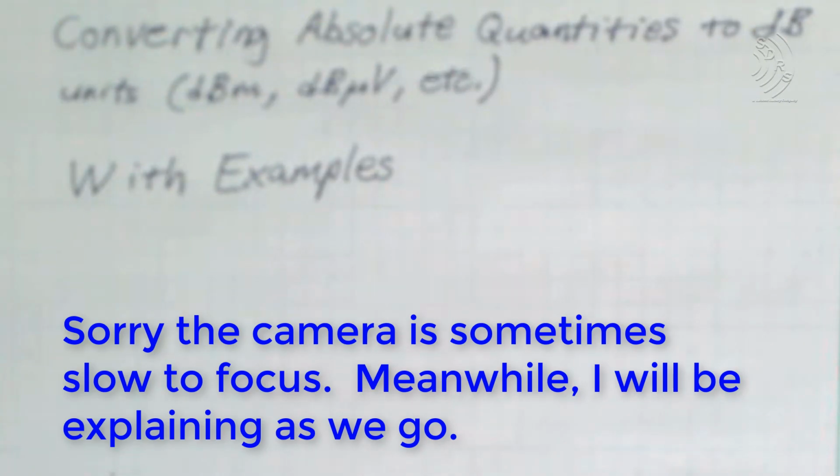Decibels are a logarithmic way of expressing ratios, and we're still going to be doing that in this video. However, the ratios will be the ratios of an absolute quantity to some reference quantity. And we're going to look at 3 examples.